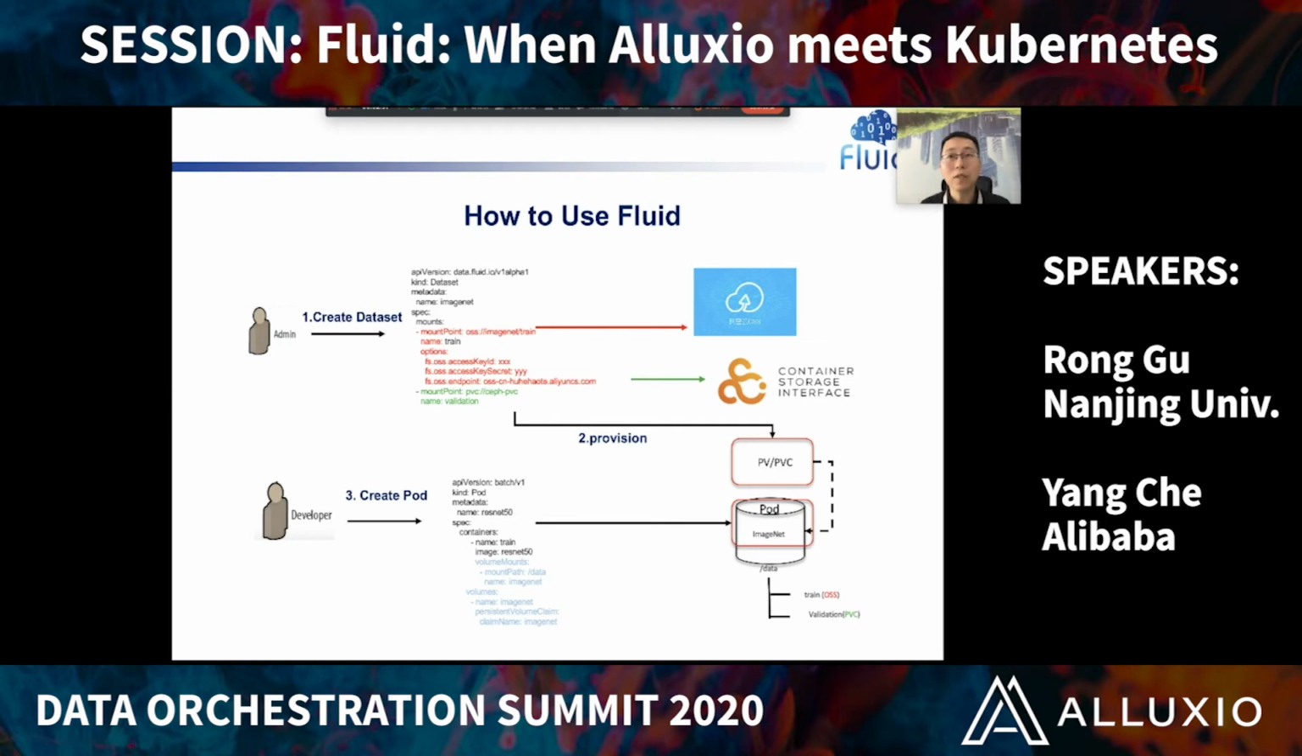And Fluid will provision the Alluxio runtime to handle this and create persistent volume and persistent volume claim for it. And the data scientist just creates a job or pod that uses the volume with the same name of the dataset. Then the data scientist can enjoy the distributed data acceleration without being aware of that.